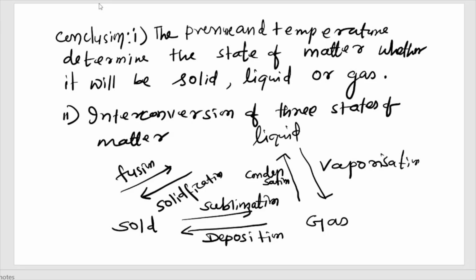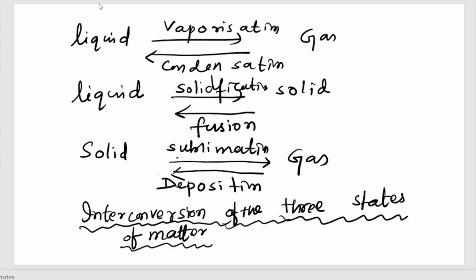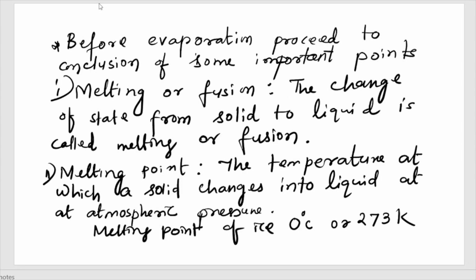See here, all the conversions of the 3 states of matter depend on temperature and pressure. Liquid evaporation, what will it give? Gas. Condensation gives liquid. Liquid solidification gives solid. And fusion gives liquid. Similarly, solid on sublimation gives gas, and gas on deposition changes to solid. These are the conversions of the 3 states of matter.